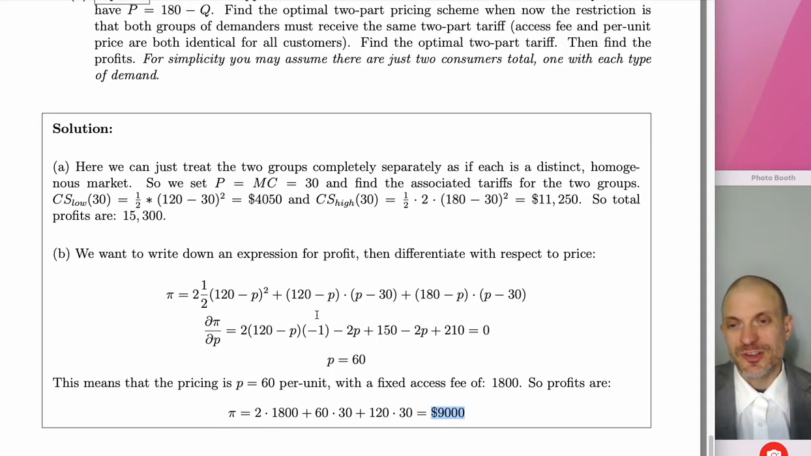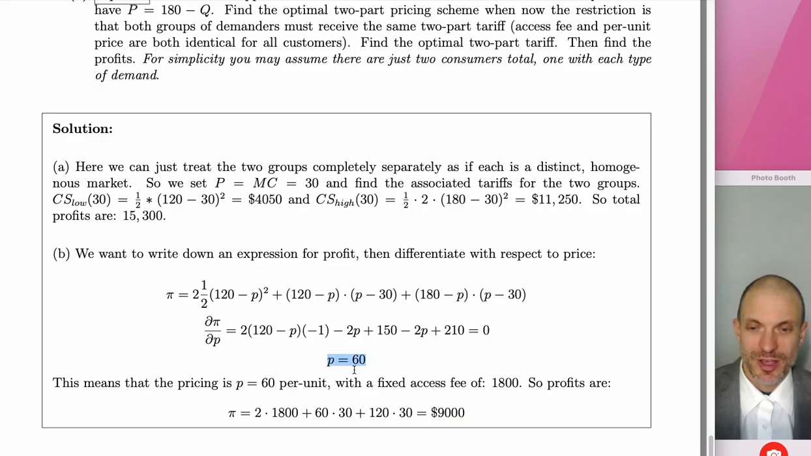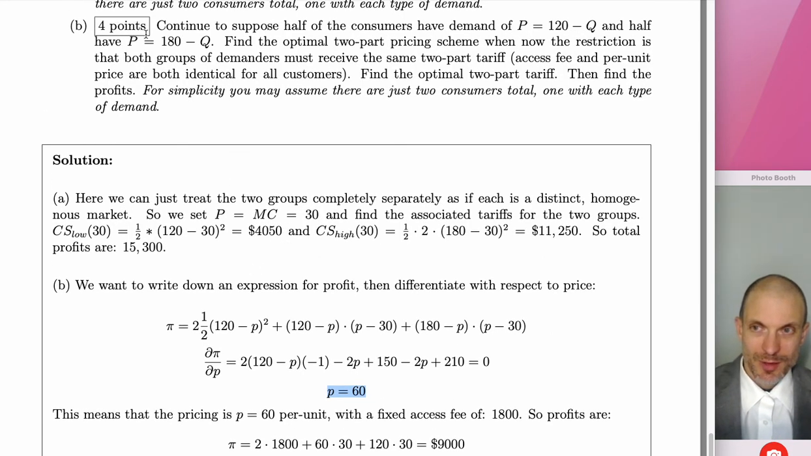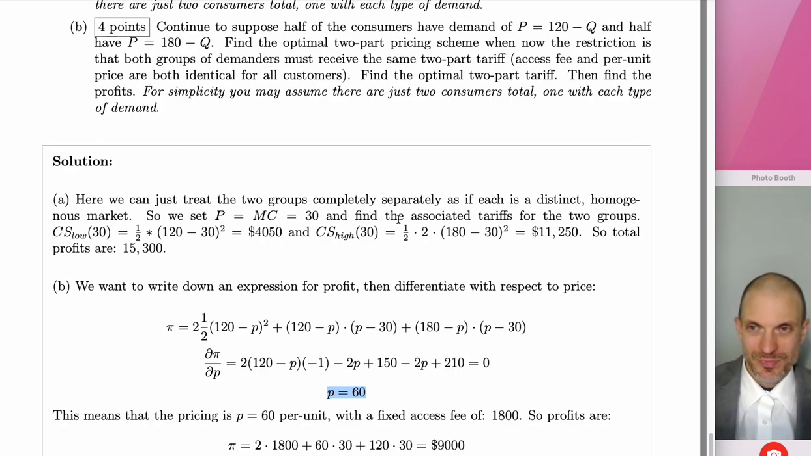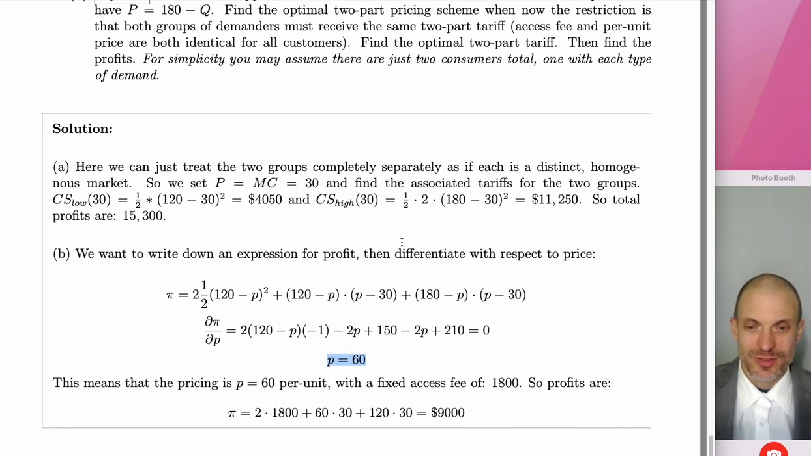Okay, so basically, all you had to do is have the price equal 60, and then calculate the tariff access fee. What you really should do then is compare this to the situation where you can ignore one group or the other and see if profits are higher. But you have to do this work anyway to then compare to that situation.